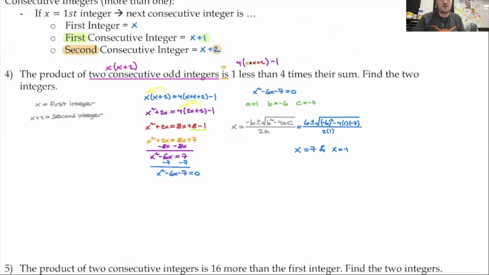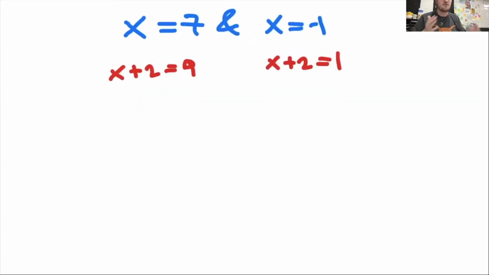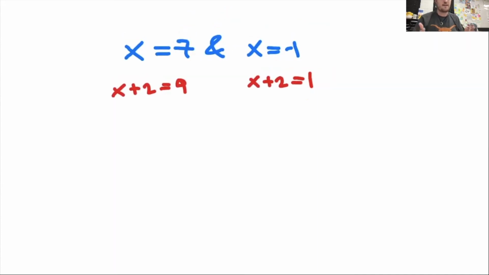Now remember, we want the consecutive odd integers. So if those are both the x values, then that means x plus 2 would be 9, and x plus 2 here would be +1. So we have two sets. Now keep in mind, I could ask for just the positive set, or I could ask for the negative set. So because I didn't specify which set, you have to give both.